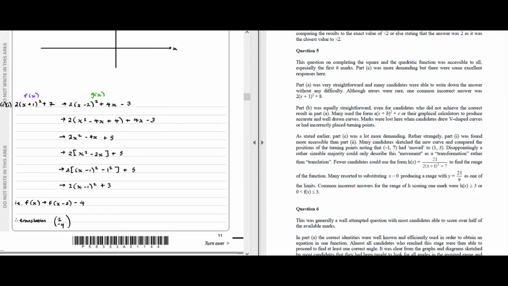Fewer candidates could then use the form h of x equals 21 over 2 lots of (x plus 1) all squared plus 7 to find the range of the function. Many resorted to substituting x equals 0, producing a range with y equals 21 over 9 as one of the limits. Common incorrect answers for the range of h, scoring 1 mark, were h of x being greater or equal to 3, or 0 less than f of x less than or equal to 3.